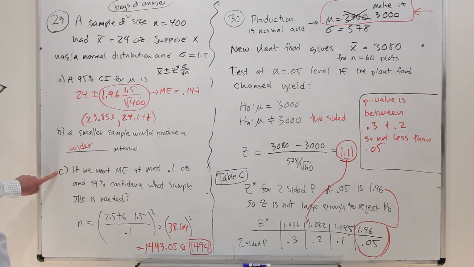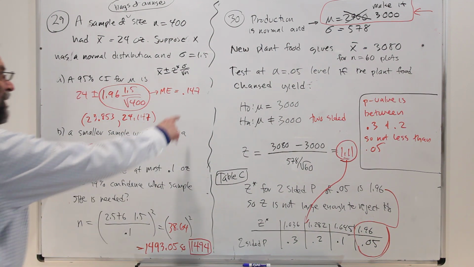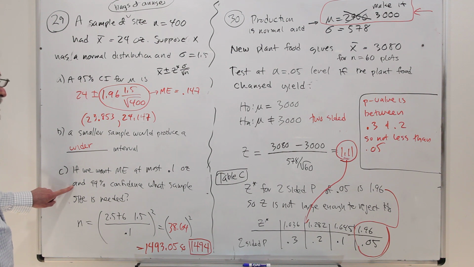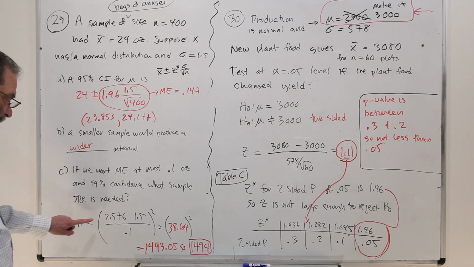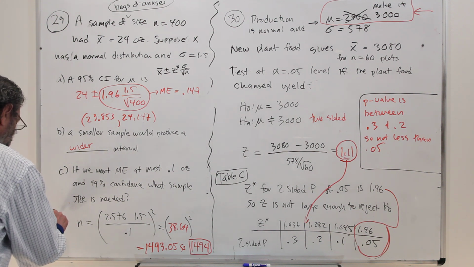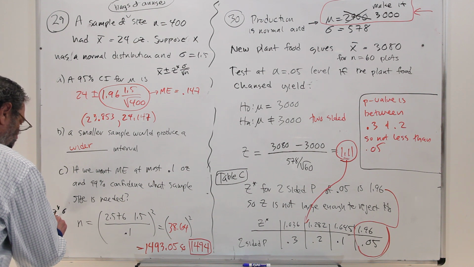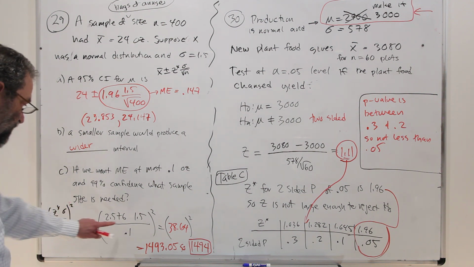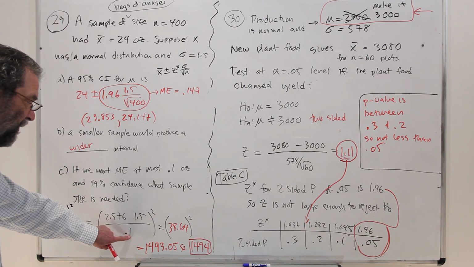Part C says if we want the margin of error to be at most 0.1 instead of the 0.147 that we got, in other words we have to increase the sample size to make that happen, and we also want a 99% confidence interval which would tend to be wider anyway, so it's going to accentuate the need for a larger sample size. What sample size is needed? The formula for sample size is z star sigma over the margin of error needed, squared.